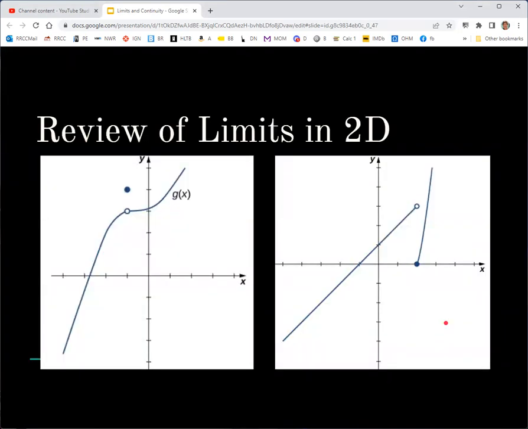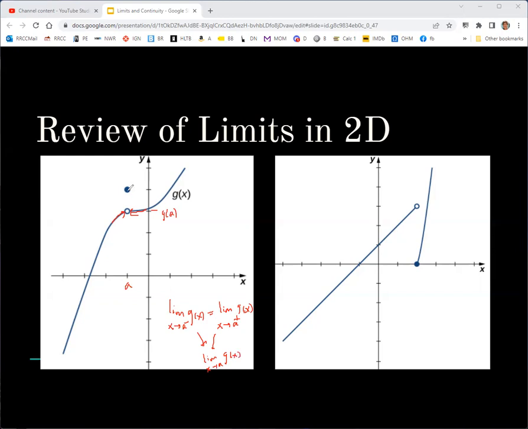It's good to review limits in two dimensions before we do that. You hopefully recall that the limit as a function approaches a point was based on approaching it from both sides. So let's say that this is A, and this is g of A. So we need the limit as x goes to a from the left to equal the limit as x goes to a from the right. So those left and right limits needed to match up. If they did, then you have your overall limit as x goes to a of g of x.